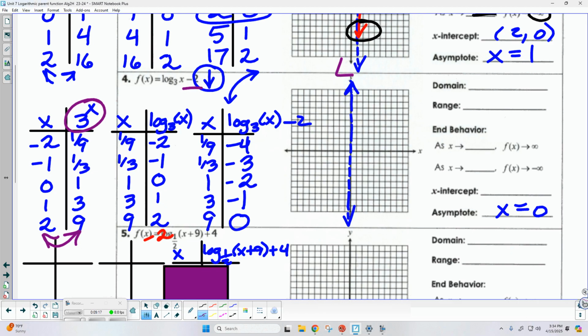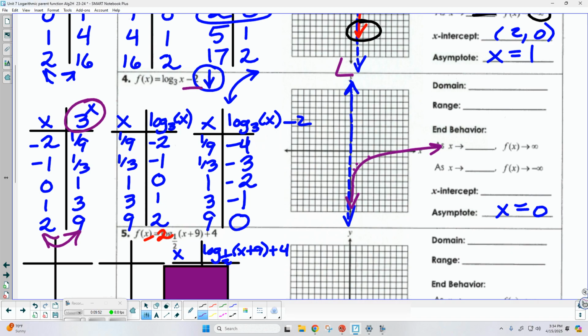Let's go ahead and plot these. So 1/9, that's going to be just barely past the asymptote, -4 right there. Then we have 1/3, -3. Then we have 1, -2. Then we have 3, -1. And then we have 9, 0. So we're going to have something like this. And we knew before it was a growth base, so it has to curve up to the right. Okay, so there's my graph.